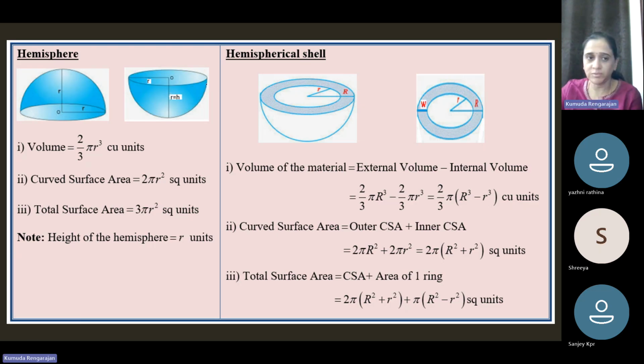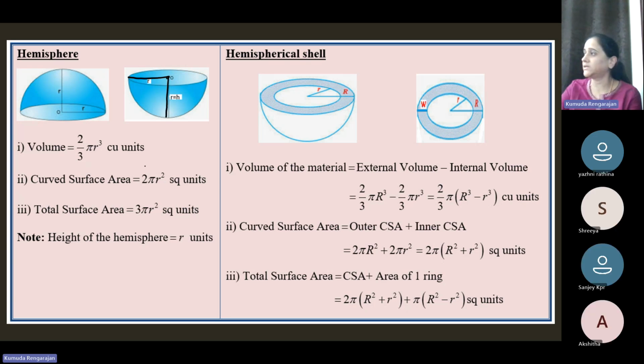And in a hemisphere, the radius is equal to the height. The depth of the hemisphere is equal to the radius of the hemisphere.